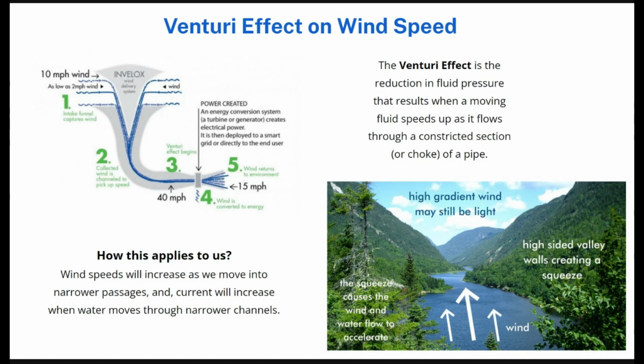So those are all things that we might be able to look at in advance, and maybe best guess, as I come across this when I'm looking, because we know what those contours are. So how does this affect us? Wind speeds will increase as we move into narrower passages, and current, we'll talk about this later, will also increase. Current is based on tides. Waters are fluid. If we pass it through narrow passages, we are going to have a lot more current, which will definitely affect our paddling.